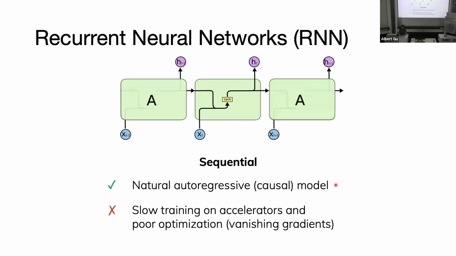The downside is that even though it is natural and very efficient at inference time, it is slow to train on modern hardware because of these sequential dependencies, which is not parallelizable on GPUs. And it also runs into some optimization or modeling issues, such as this well-known problem called vanishing gradients, which was well studied several years ago.